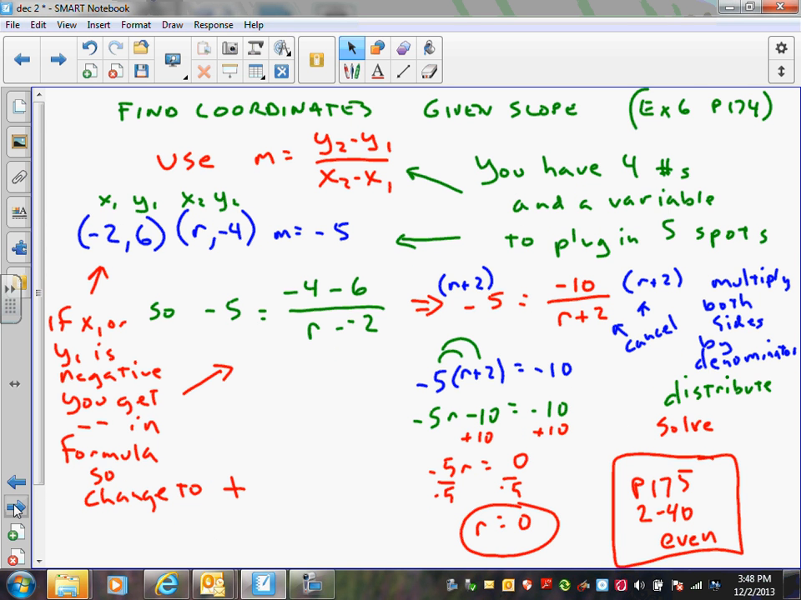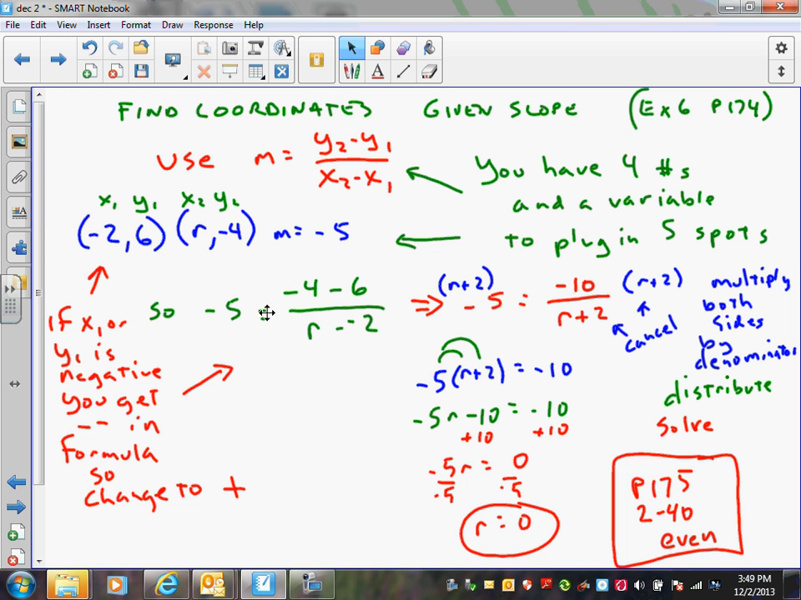And the last slide. This is like example 6 on page 174. They give us a slope. They give us one coordinate and another coordinate missing one of the numbers. But I have 1, 2, 3, 4 numbers and one variable. I have 5 spots. Plug them in right. Again, it helps if you label it x1, y1, x2, y2. Okay? So I plug them in.